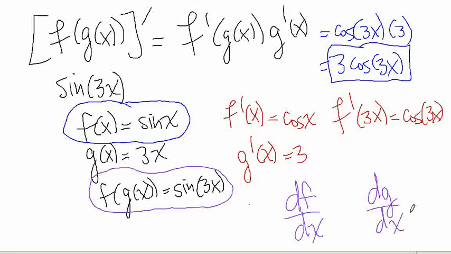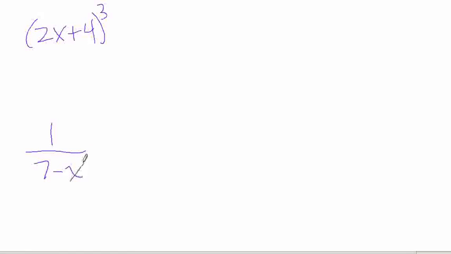So let me now finish by doing some more examples. So what about, let's see, what about 2x plus 4 cubed? And what about 1 over 7 minus x? Let's do both of those and then we'll close.